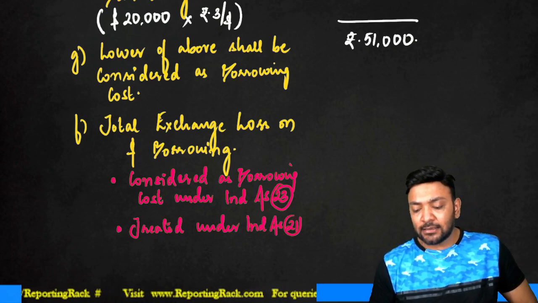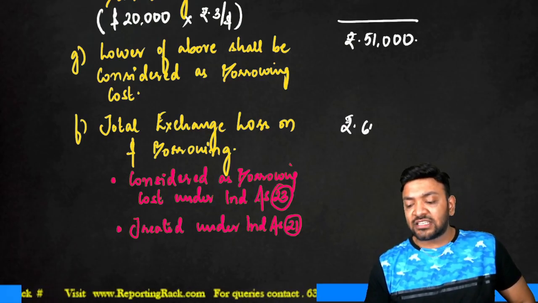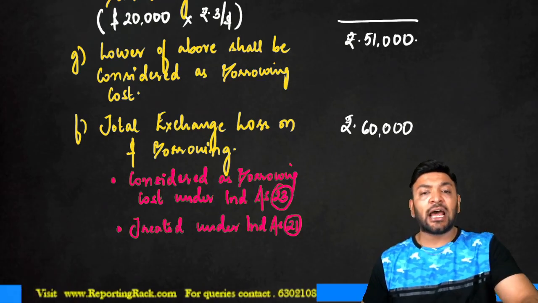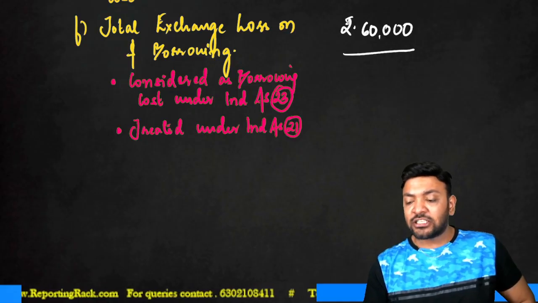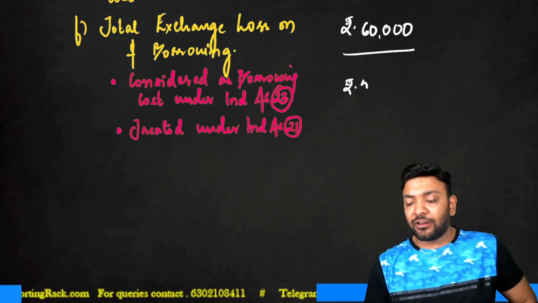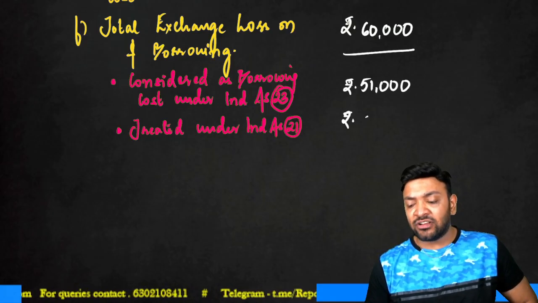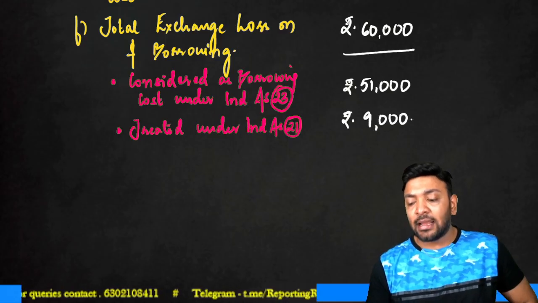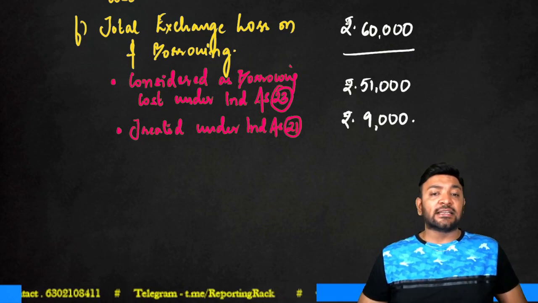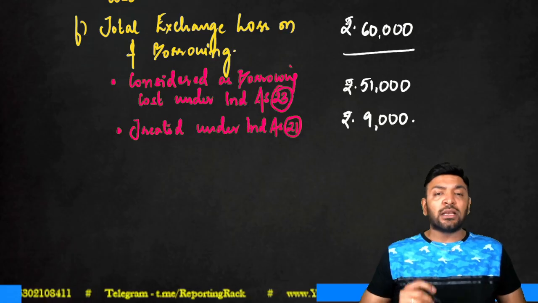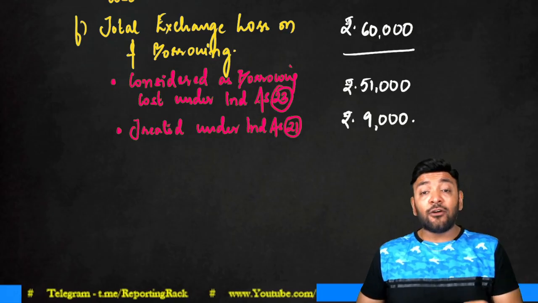Amounts please. Total exchange loss was 60,000. Out of this 60,000 in your local currency, that is your INR, I am saying to a certain extent I will treat it as borrowing cost. How much did you treat it as borrowing cost? 51,000 was treated as borrowing cost. The balance 9,000 is still remaining, which I will treat as per IND AS 21 as exchange loss, which shall be transferred to P&L in the year in which it has incurred, that is on 31st of March 2022. Clear? So that will bring us to the end of first question.